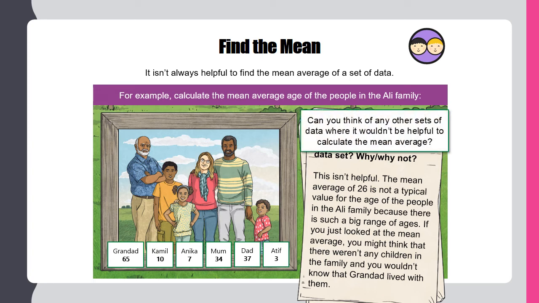Can you think of any other sets of data where it wouldn't be helpful to calculate the mean average?